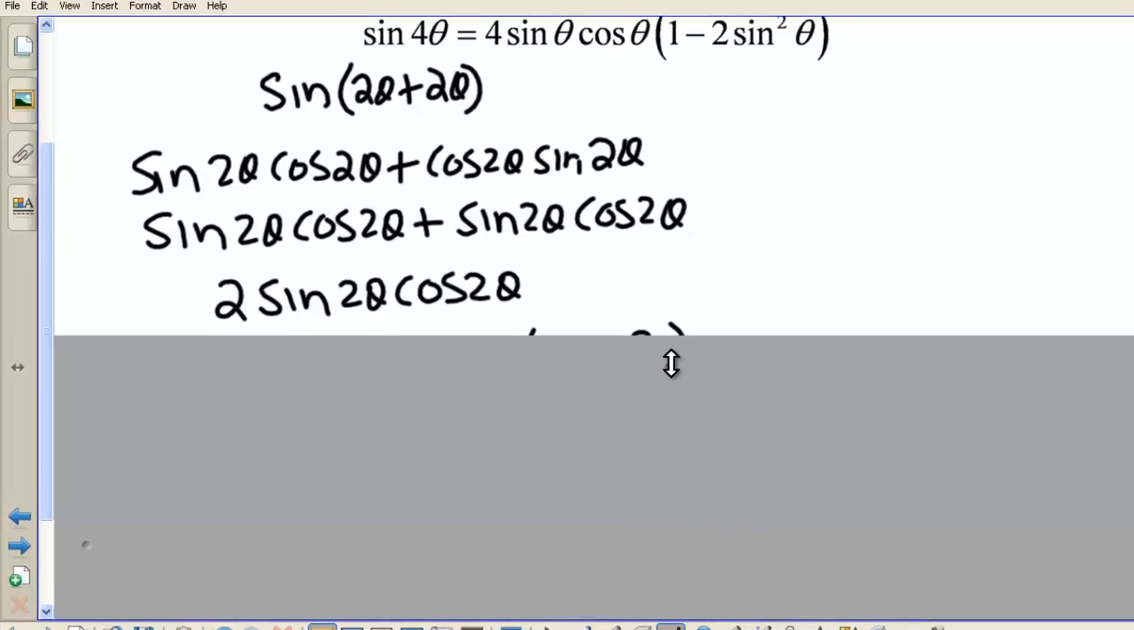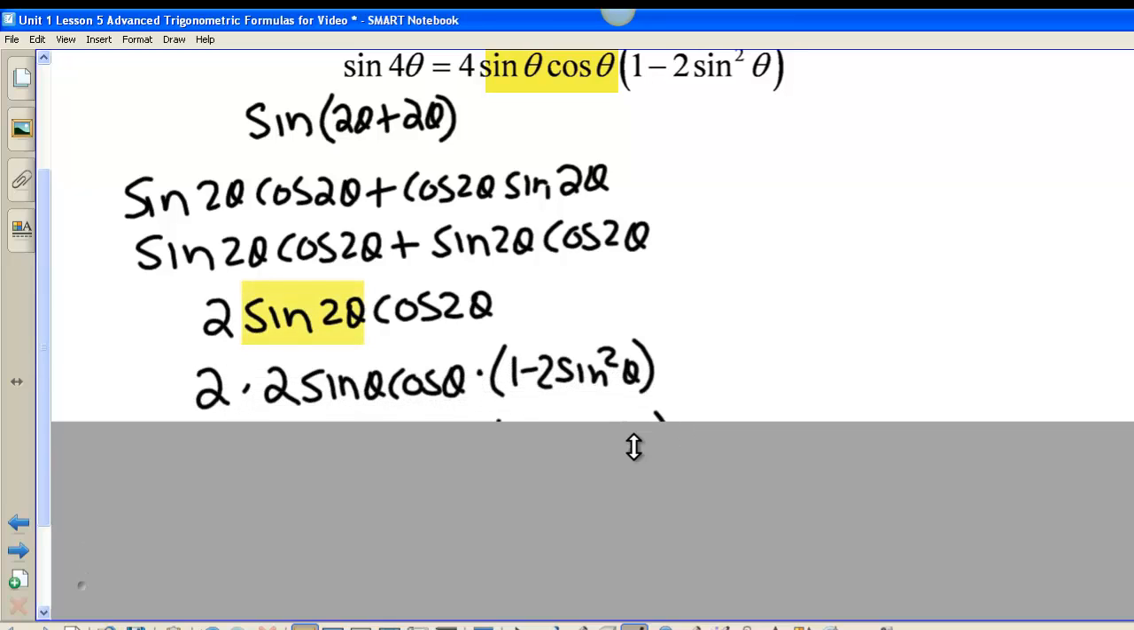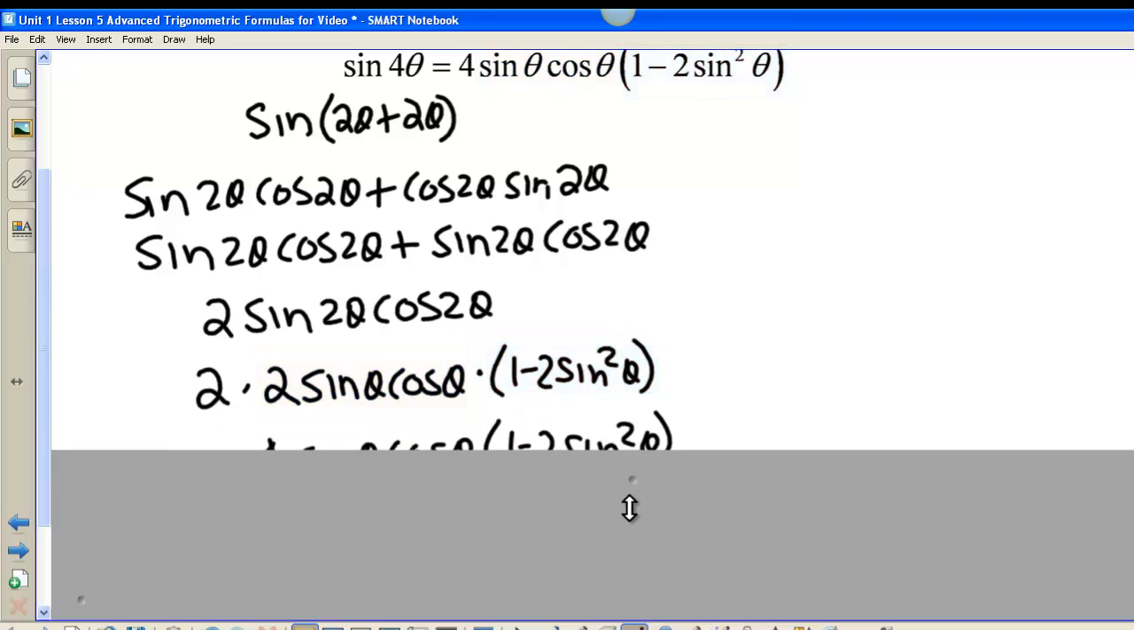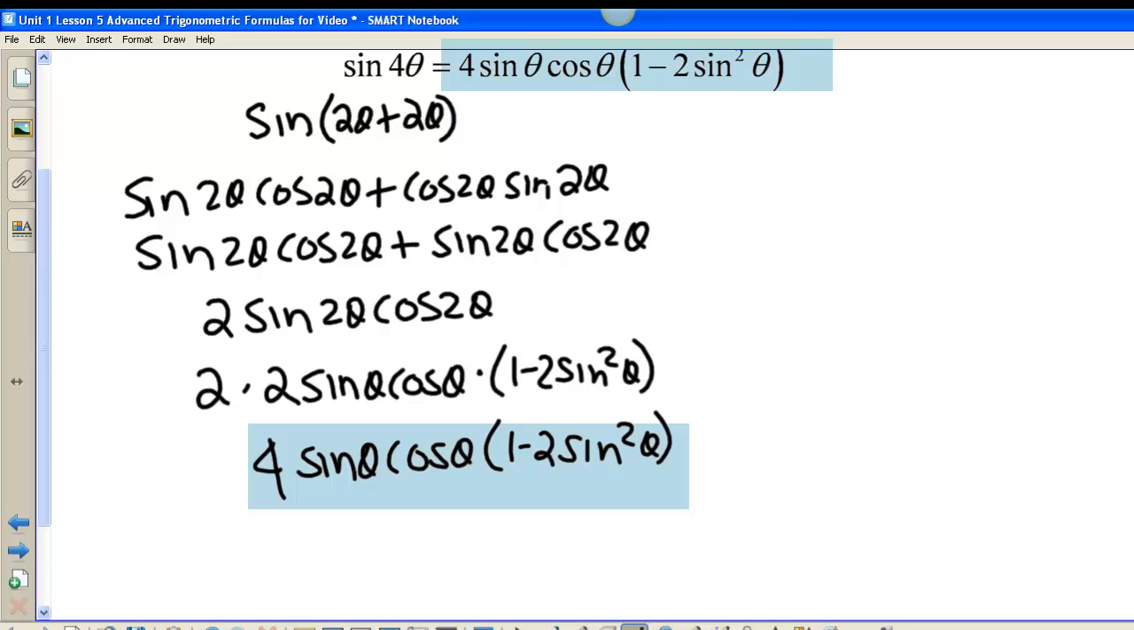Well, if I compare it to what I'm going to, I need a sine theta and a cosine theta. So I'm going to rewrite the sine of 2 theta, the double angle, as 2 sine theta cosine theta. And if I look closely, the cosine of 2 theta is equal to 1 minus 2 sine squared theta, so I substitute that. And voila, 2 times 2 gives me 4 sine theta cosine theta times 1 minus 2 sine squared theta, and I've proven the identity.